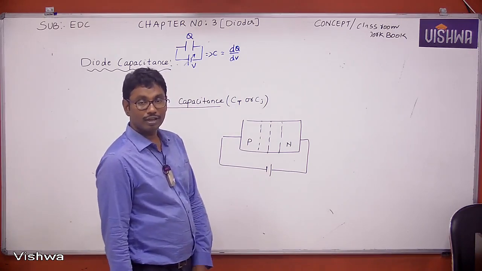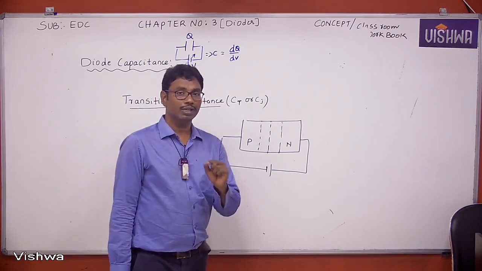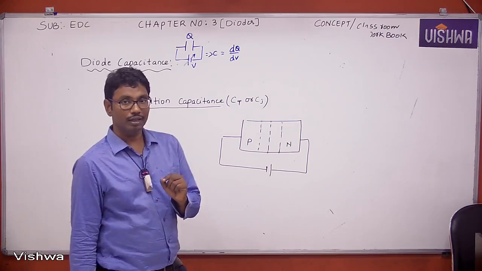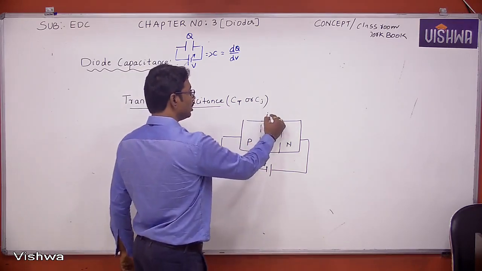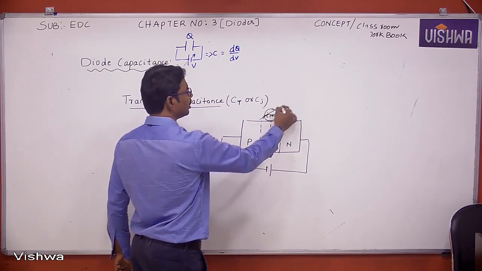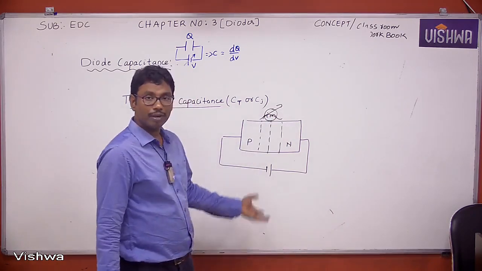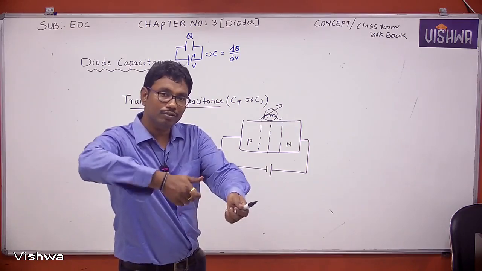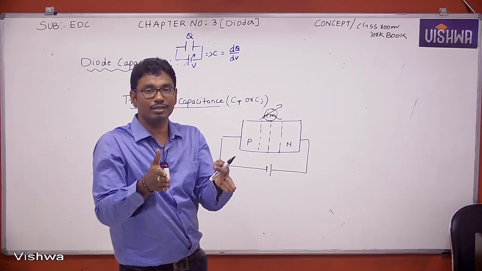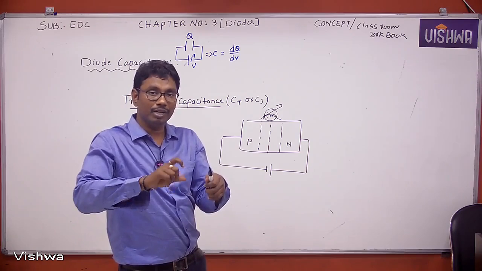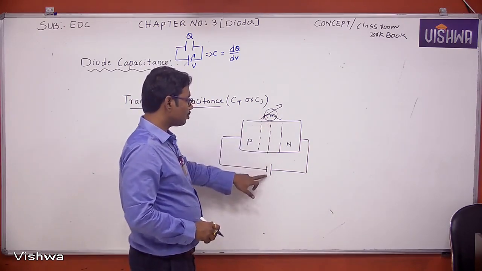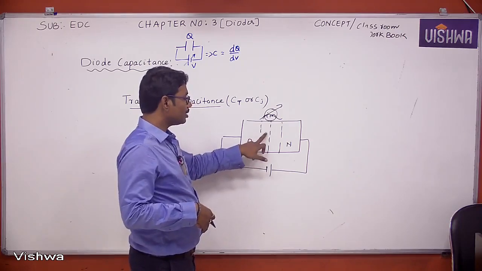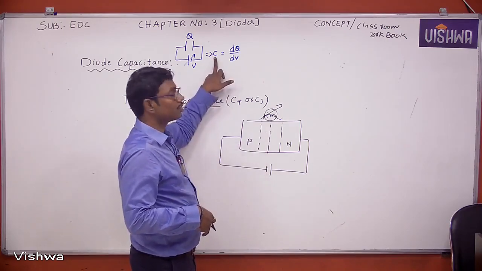The depletion region increases. What does the depletion region contain? Immobile charge. That means this immobile charge is varied with respect to the applied voltage. If you are varying your reverse voltage, your depletion region increases, right? That means the immobile charge is varied. Here the charge varied with respect to applied voltage is nothing but what?